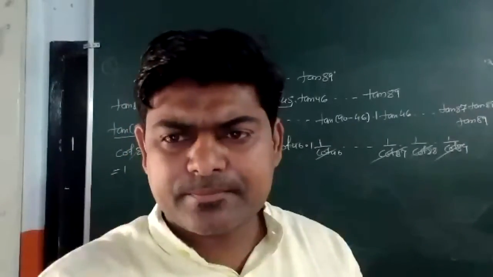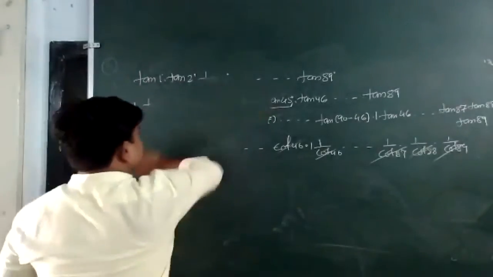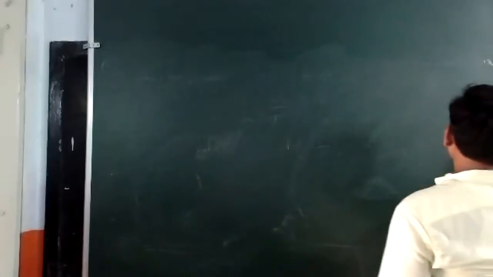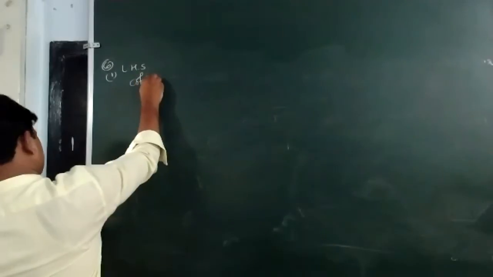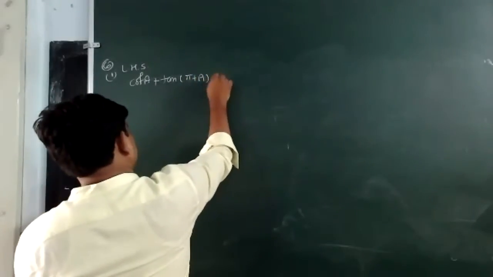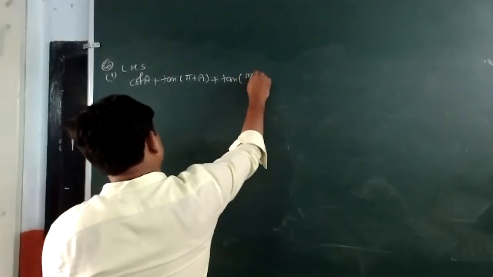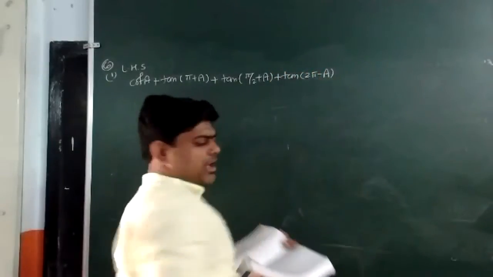Should I do the first one firstly? Okay. In the first one, we have to prove that cot A plus tan (pi plus A) plus tan (pi by 2 plus A) plus tan (2 pi minus A) equals 0. Whenever we have such a question where proof is required, we take the left hand side and prove the right hand side. Here the left hand side is given. Question number 6, first part: cot A plus tan (pi plus A) plus tan (pi by 2 plus A) plus tan (2 pi minus A), and I have to prove it equal to 0.